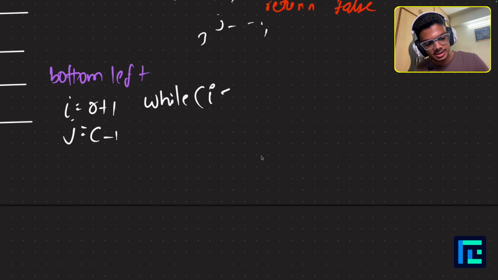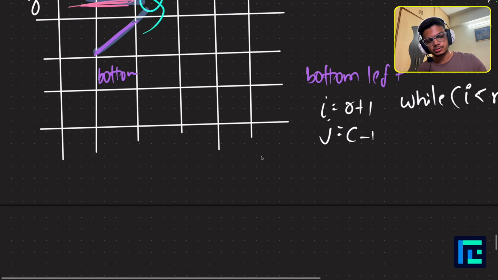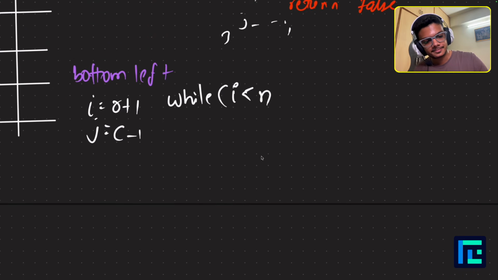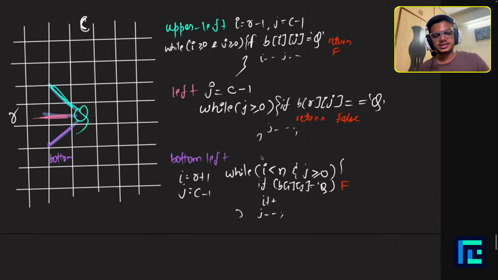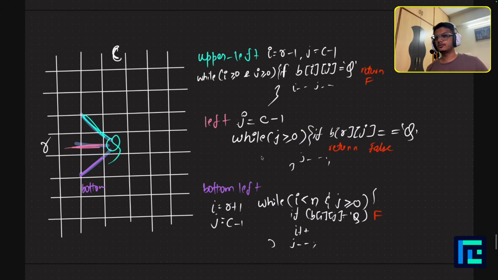while i is less than n, or you can say 8 in our case, but yeah, till we have gone out of bounds, right? So you'll keep on increasing and eventually go out of bounds. So while i is less than n and j is greater than or equal to 0, because this time j is anyway going back only. j is greater than or equal to 0, if board of i j has a queen, you can return false. Otherwise i plus plus, j minus minus.